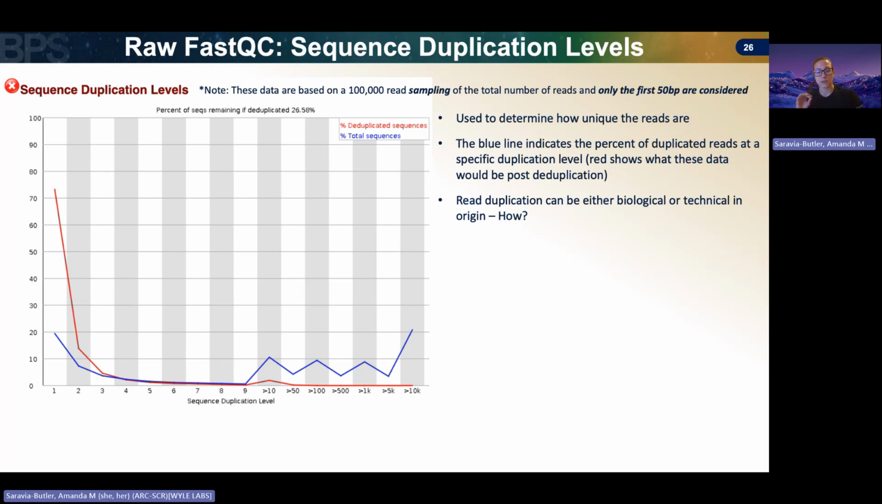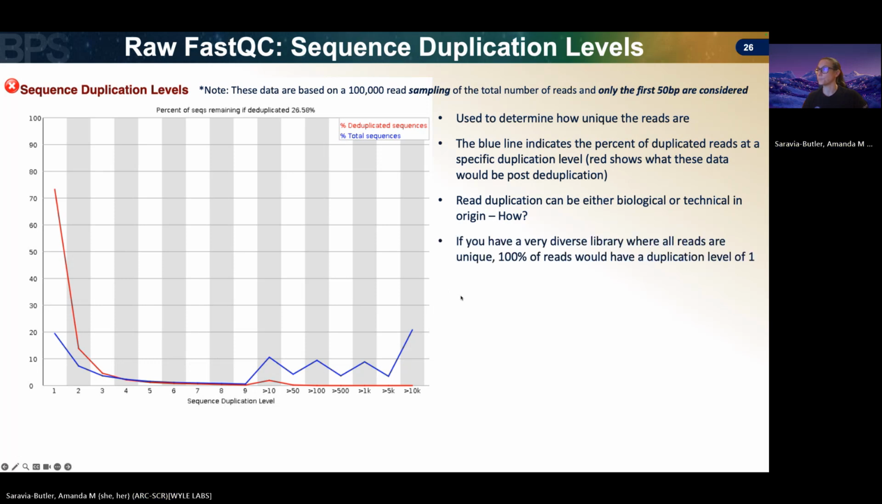Technical duplicates, as a reminder, can come from the nature of the flow cell. It can also be the result of that final PCR step in your library preparation. And we'll talk a little bit more about technical duplicates in the next slide.